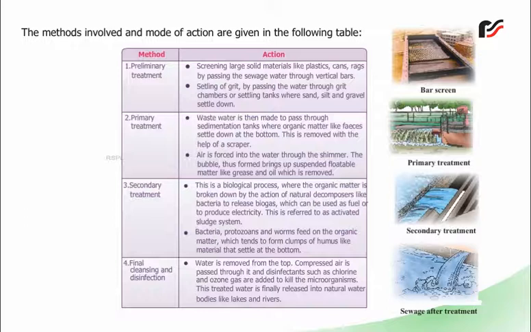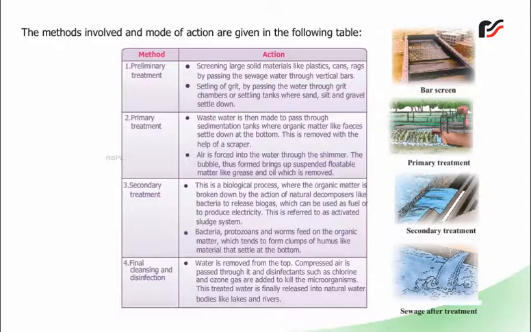2. Primary treatment. Wastewater is then made to pass through sedimentation tanks where organic matter like feces settle down at the bottom. This is removed with the help of a scraper. Air is forced into the water through the skimmer. The bubbles thus formed bring up suspended floatable matter like grease and oil, which is removed.